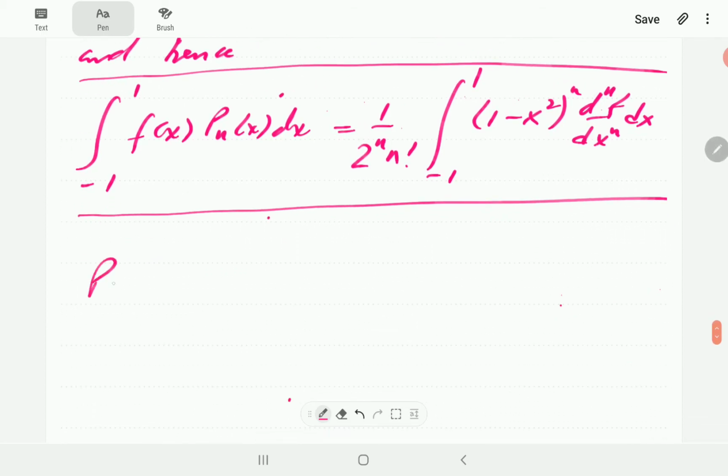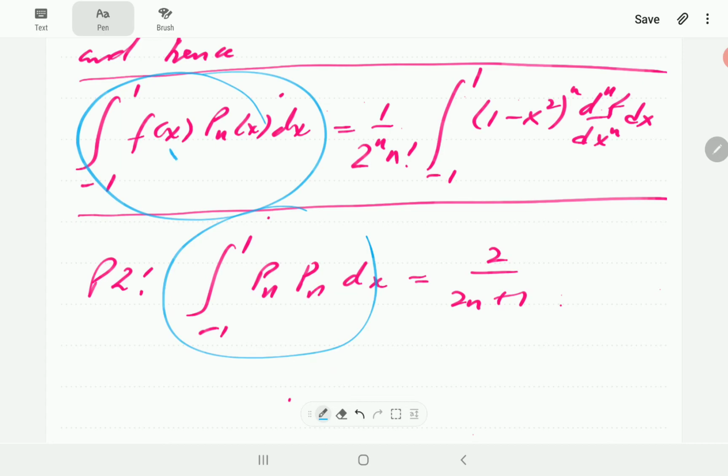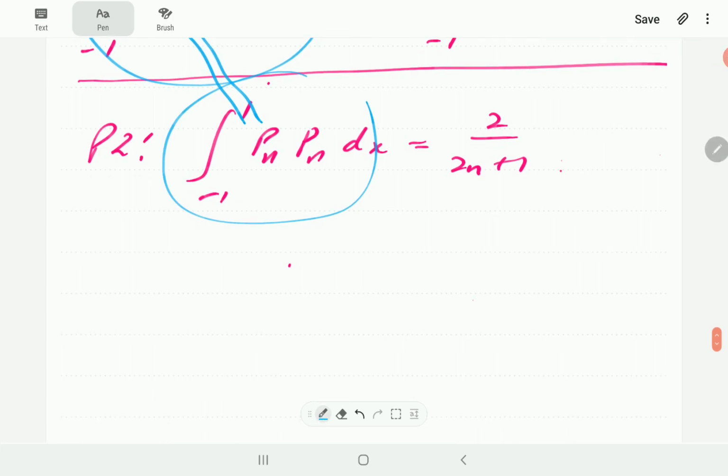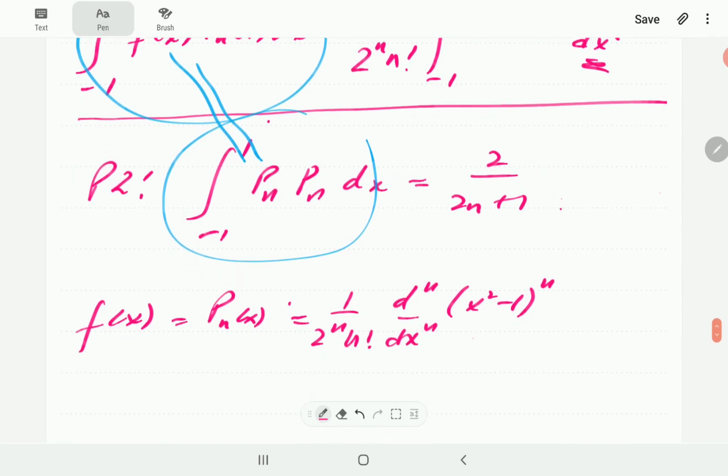Now for P2, remember P2 says the integral of Pn times Pn, I'm just going to write it like this, is equal to that. So if you compare this integral with this integral, it means here f is equal to Pn. So that's exactly how we are going to proceed. So for this P2, we have f equal to Pn. If we write this using Rodrigues' formula, it's just the nth order derivative of x squared minus 1 to the power n. Now in this formula, we're going to need to differentiate f n times.